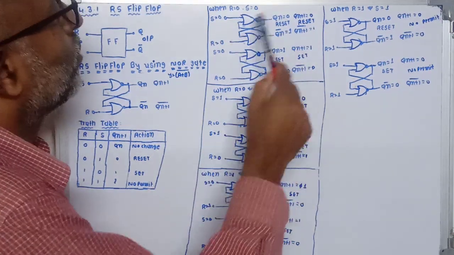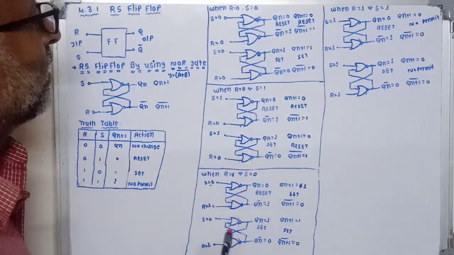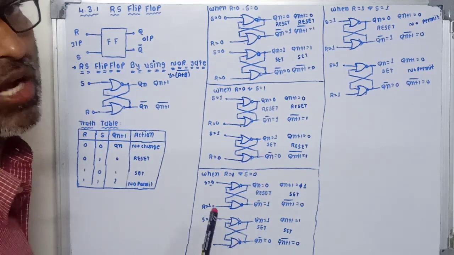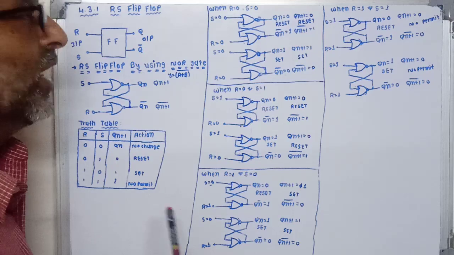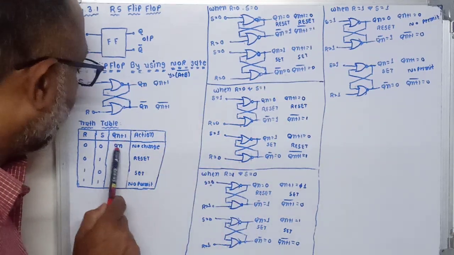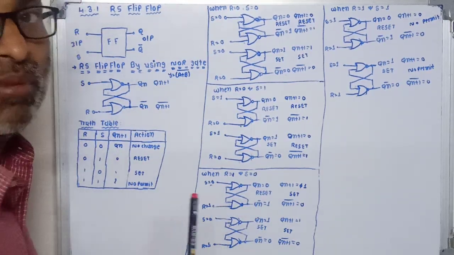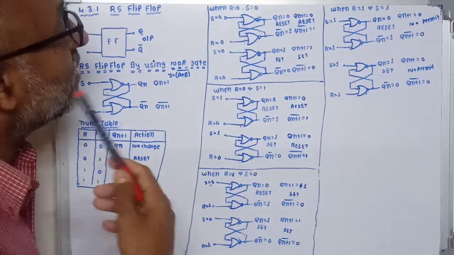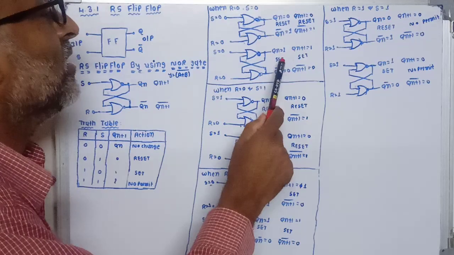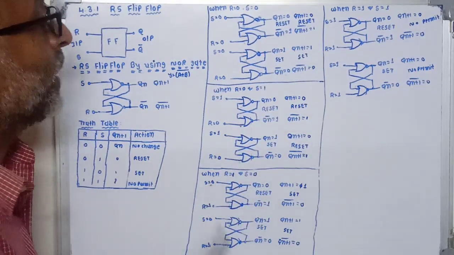So from these two conditions, you can say that when inputs R and S are both at 0 level, there is no change in the previous output. That means our new output is equal to the previous output, so here I can write Qn. That means if it is in reset condition, after applying the input it still remains in reset condition, and if it is in set condition, it also remains in set condition after applying the input.